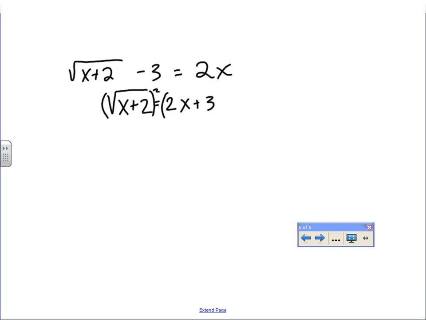Square. Not really. 12x. That's right. Plus 9. All right. So set it to 0. There you go.